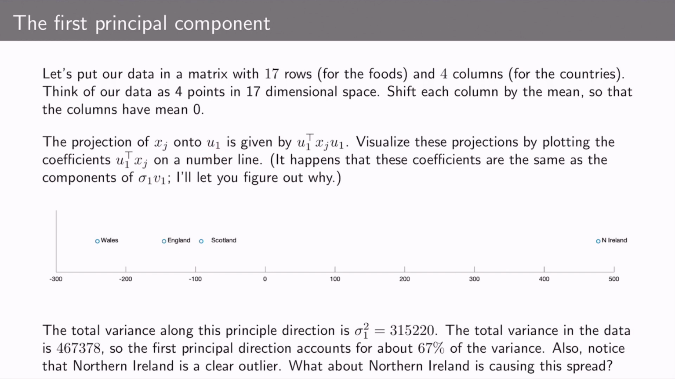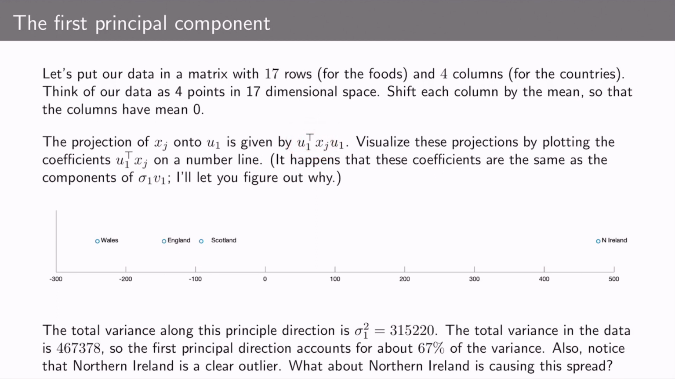These projections are given by U1 transpose xj U1. Unfortunately, each of these projections is a vector in 17-dimensional space. I can't visualize that. But they're all multiples of the same vector U1. So in order to visualize the projections, let's plot them all on a number line, just by plotting the coefficient of U1 that gives us the projection.